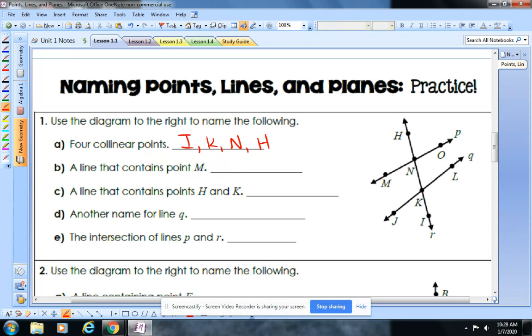Part B says a line that contains point M. Give me the name of a line that contains point M. Well, there's actually multiple correct answers. You can call it line P, line little p. Give me another name for that same line. Okay, how many points do you need to name a line? Just 2, right? If you're naming a line, you just need 2 points.